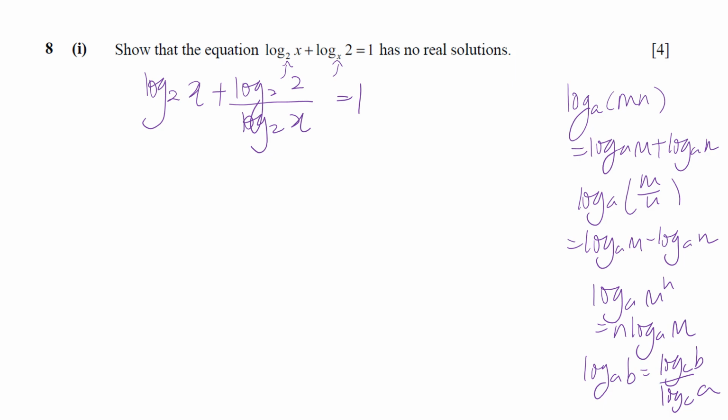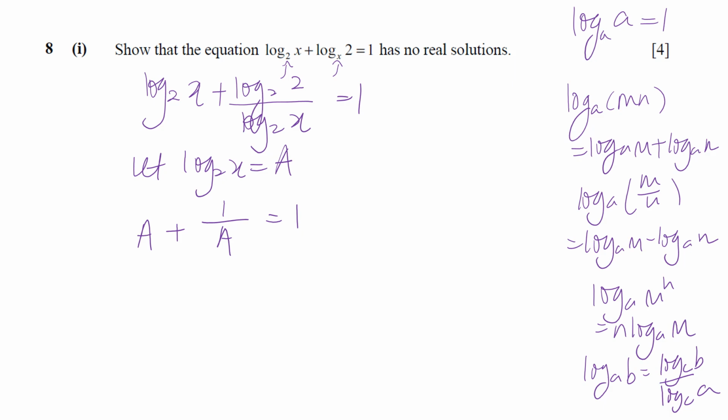Alright, and here I'm going to use substitution. Substitution is a very wonderful method. Okay, when everything else fails, just use substitution method. So I'm just going to let log base 2 of x be the letter A. So I actually have A plus, and log 2 base 2 is 1. Okay, log A base A is 1. So therefore log 2 base 2 is 1. So 1 over A equals to 1. Right, then multiply by A throughout. I will have A squared plus 1 equals to A. Bring everything to the left hand side. Alright, so this is what you get.